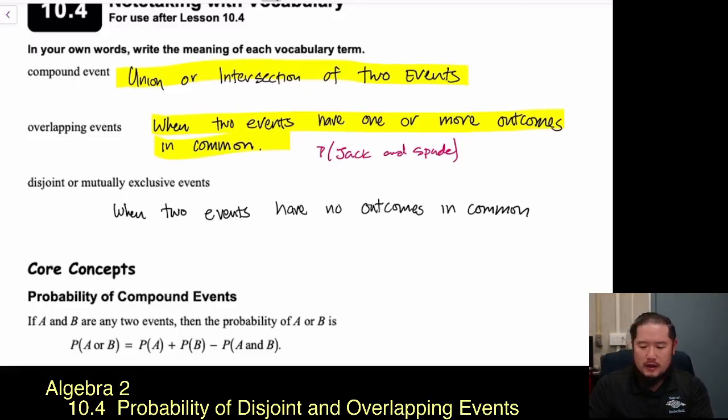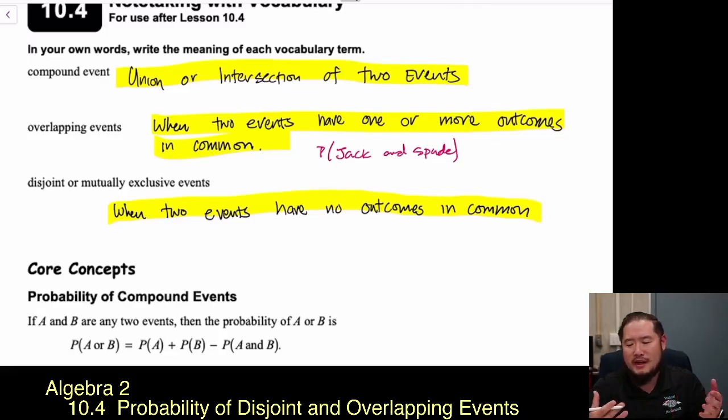Okay. In the next term, let's go to disjoint or mutually exclusive events, and that's when two events have no outcomes in common. For example, the probability of my shoelace being untied and the probability of me getting an A in class. Those two events have nothing in common. If one happens, it does not affect the other. And that would be your disjoint or mutually exclusive events.